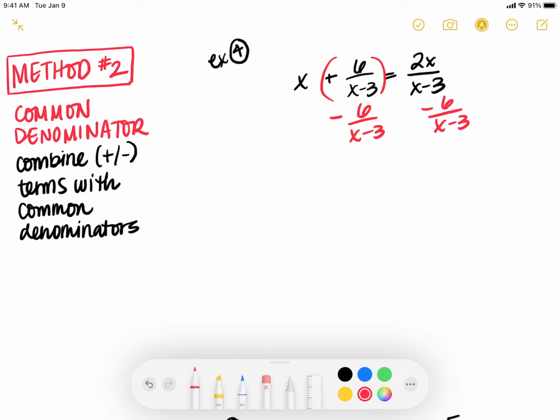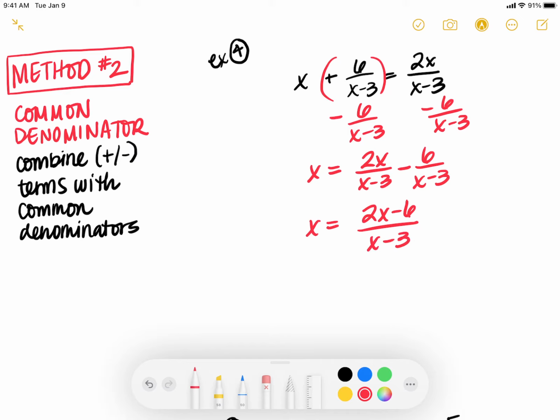Same rule of algebra you've been doing since middle school. Whatever I do to one side of the equation, I have to do to the other side also. So I'm subtracting that 6 divided by x minus 3 from both sides. That leaves me with x equals 2x over x minus 3 minus that 6 over x minus 3. And if you remember from task 4.1, when two terms have a common denominator, I can just subtract the numerators. So this becomes 2x minus 6 all over x minus 3.